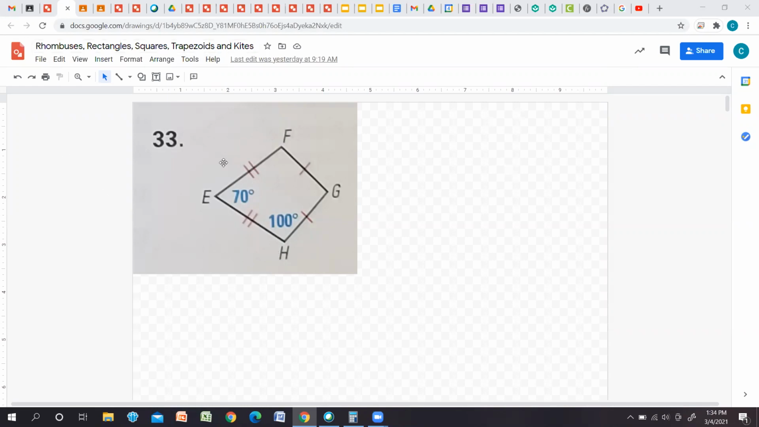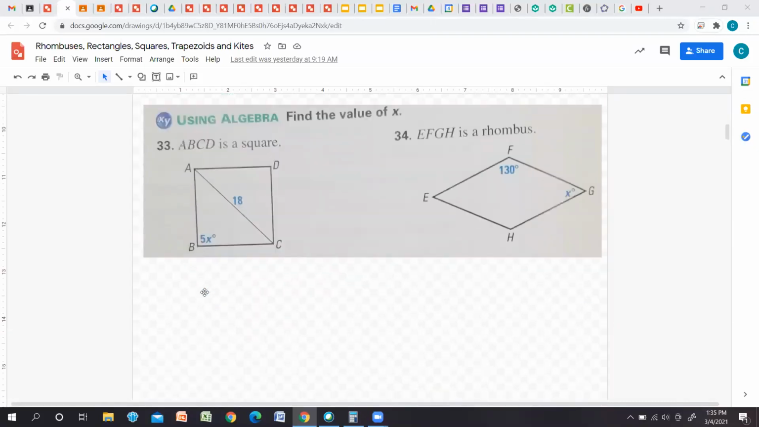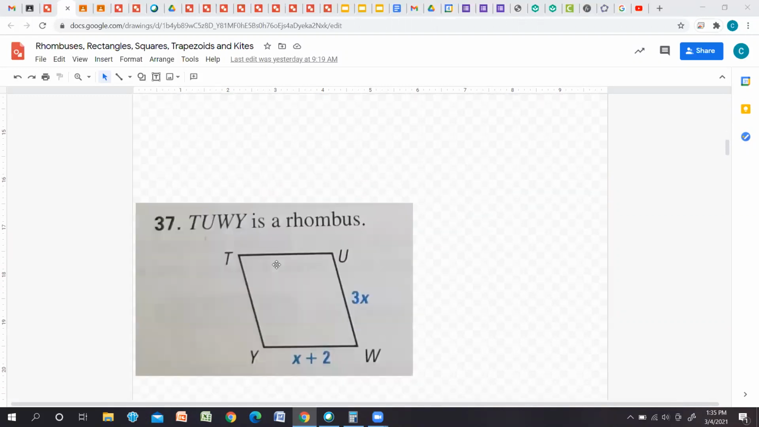So I'm going to work through this example problem. But first, let's go over the assignment. For these questions, they tell you what type of parallelogram it is, and then you have to find the value of x. So you're going to have to apply those properties that we know about parallelograms and squares and rhombuses to figure out the value here. Sometimes they include information that's not necessary to solve it, so some extra information. So you'll have to figure that out. And this one also is a rhombus.